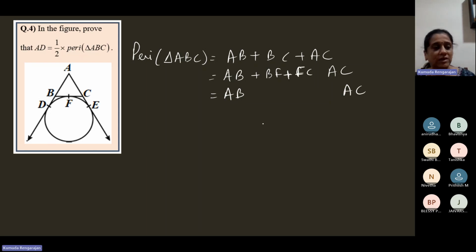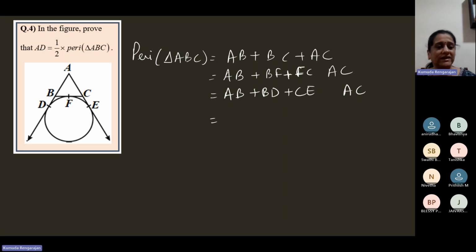BF can be written as BD, because B is an external point and BD is equal to BF. C is an external point, so CE is equal to CF. So BF can be written as BD and FC can be written as CE.